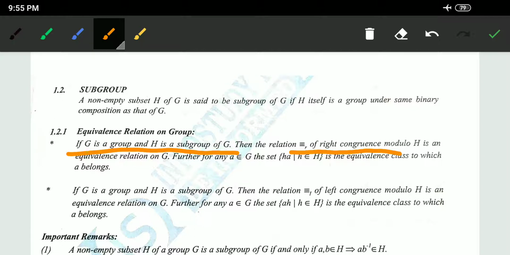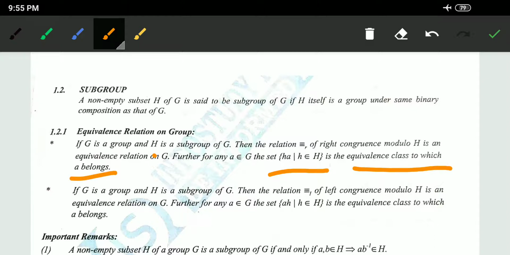Further, for any a belonging to G, the set Ha, where h belongs to the subgroup H, is the equivalence class to which a belongs. Similarly, in the left congruence modulo H, aH is the equivalence class to which a belongs.